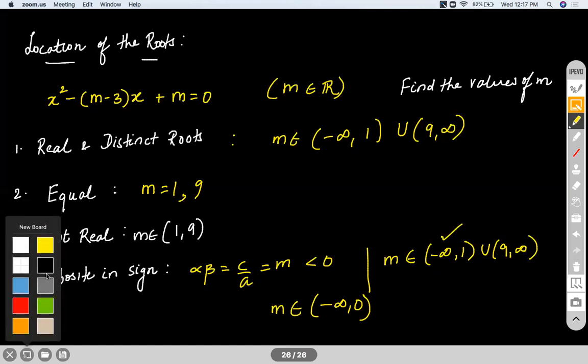Same question. Now, the fifth question is, they should be equal in magnitude but opposite in sign. Equal in magnitude but opposite in sign. I think it is 3. One second, sir.